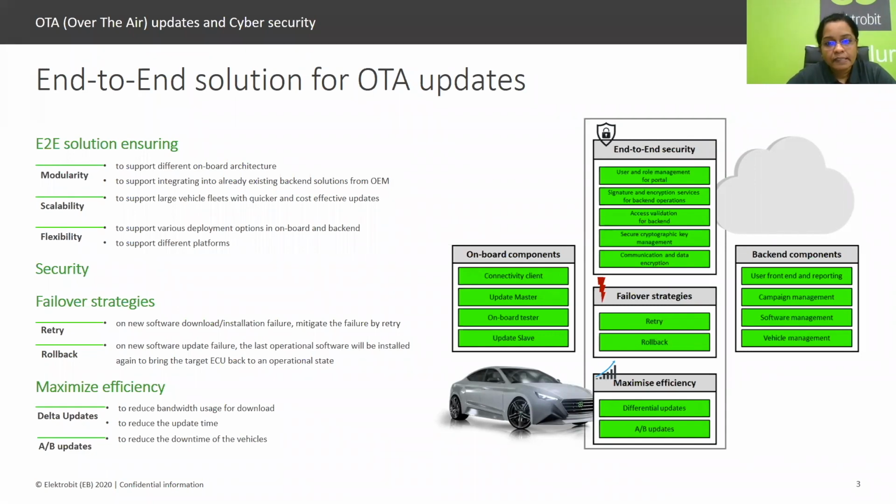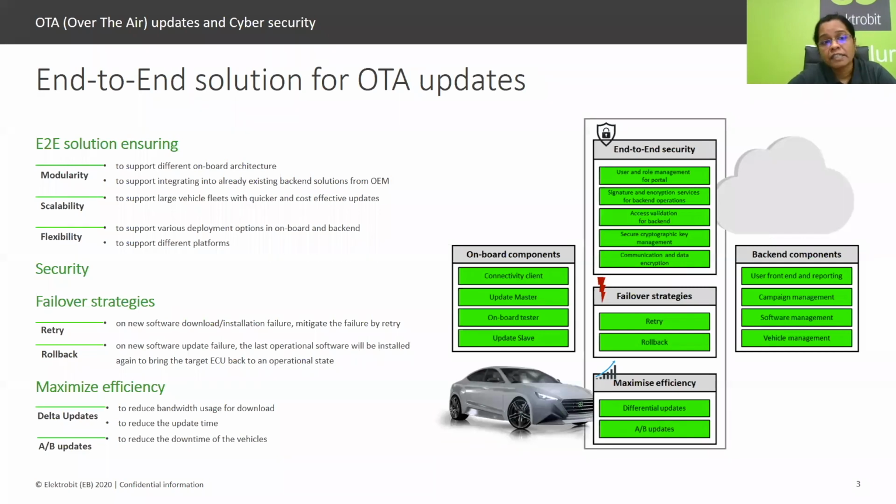While we develop these components, which constitute the fundamental functionality of an OTA update, we should remember we have to bring in modularity, scalability, and flexibility. The modularity is important in order to support the various onboard architectures from the different OEMs, and to support integrating the FOTA services into the already existing backend solutions from the OEM. And scalability is to support a large fleet of vehicles with quicker and cost-effective updates.